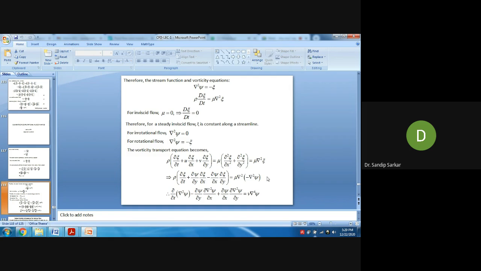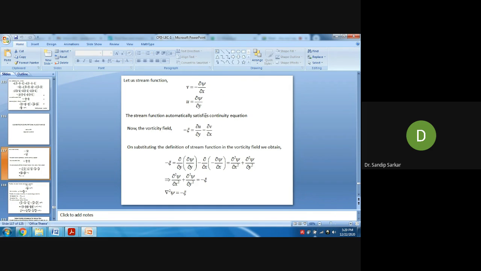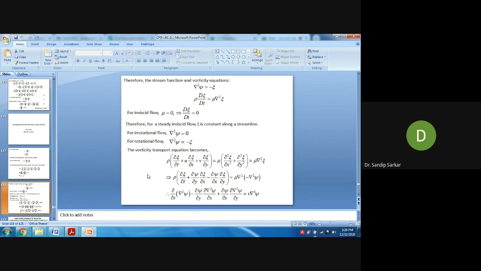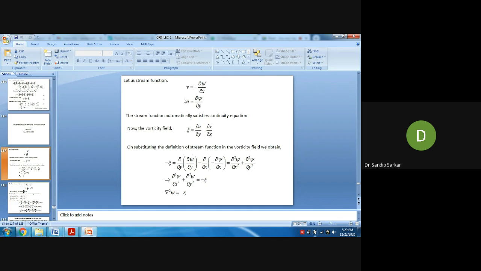Once we have a solution for the stream function available with us, we can obtain the velocity field. Because once we have calculated this stream function psi from these transport equations, del psi del y and del psi del x, we can calculate the velocity field v and u. That is the primary objective of the solution of the Navier-Stokes equation, right?